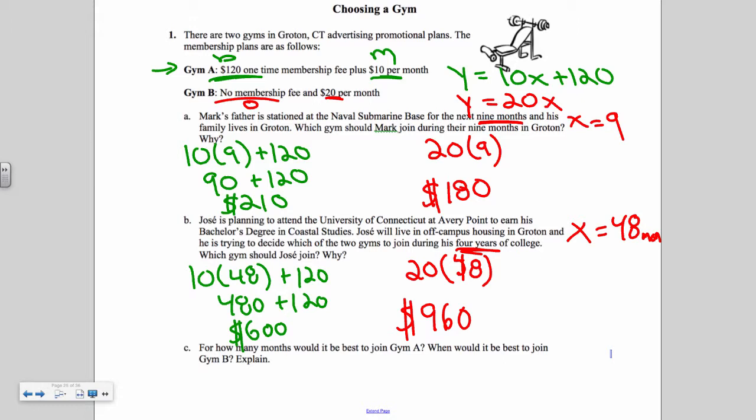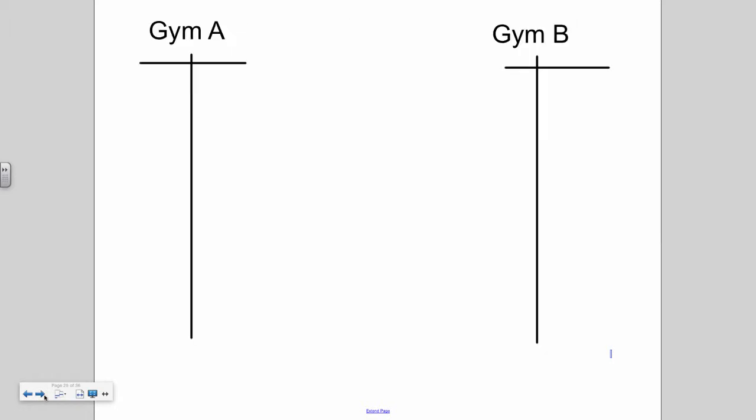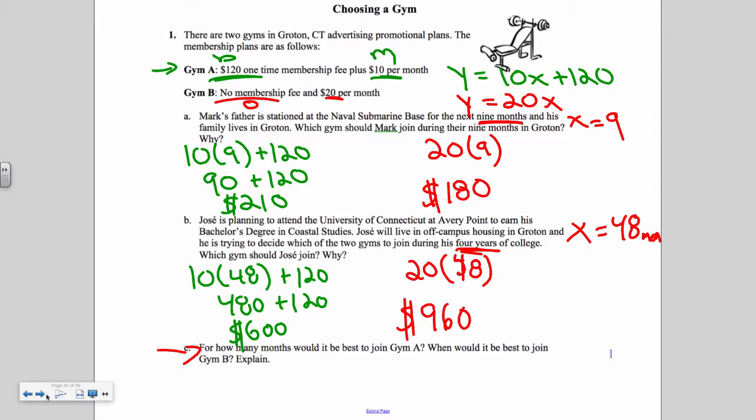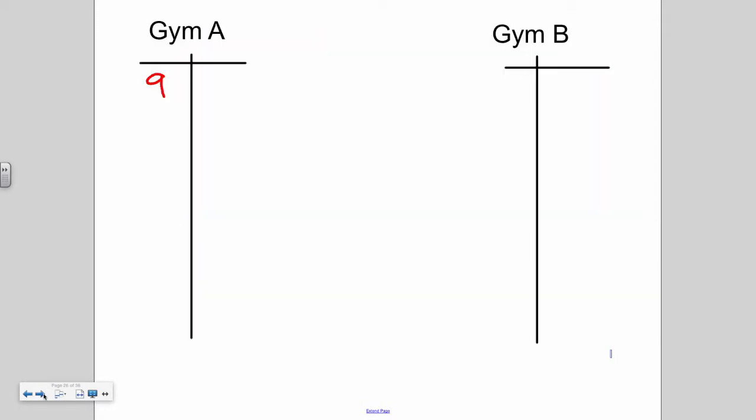So the next part is, for how many months would it be best to join Gym A? When is it going to be best to join Gym B? And there's a couple ways we can start doing this. Number one is we can use a table. So we know, and I'm going to start at 9 months, because we know at 9 months, Gym A costs $210. And for 9 months, Gym B costs $180.